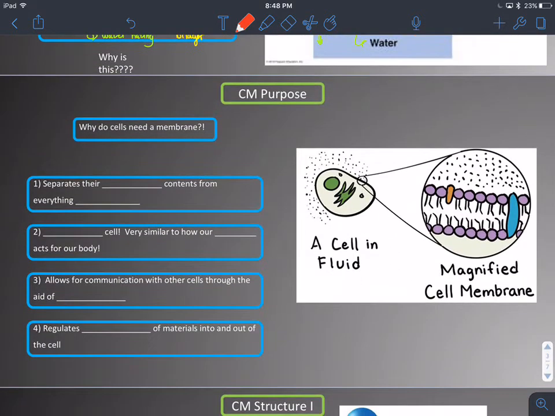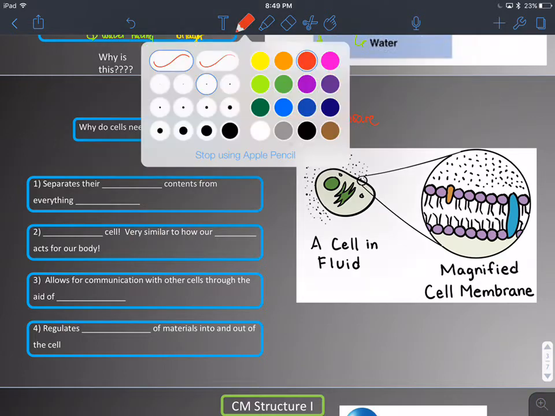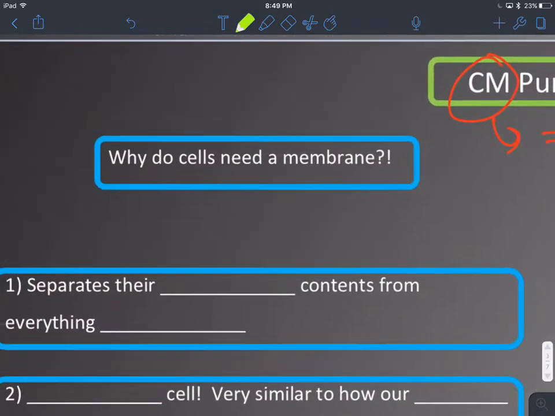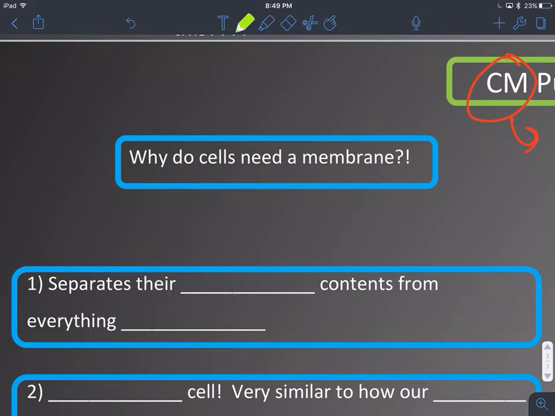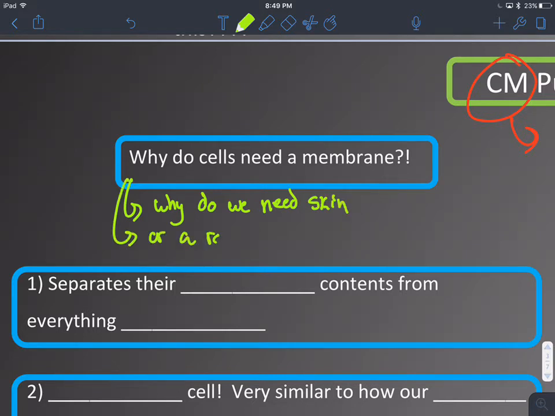What we're going to get into now are a little more complex ideas about the cell membrane. And by the way, CM equals cell membrane. Okay, cool. So, why do cells need a membrane? To this, I basically ask, why do we need skin? Or a roof over our heads?